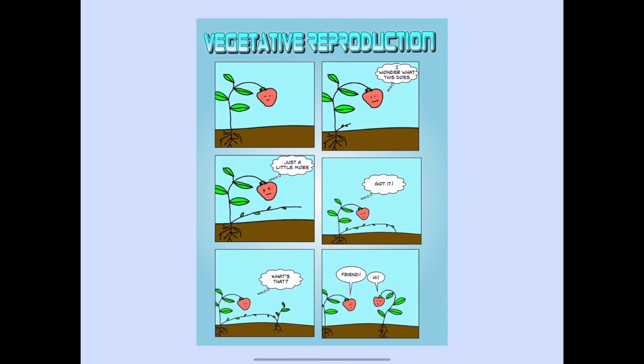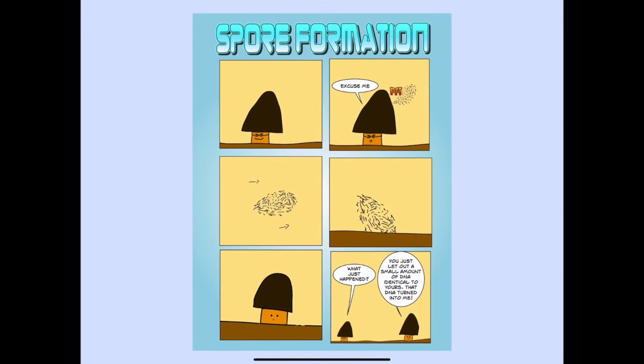Vegetative reproduction is when a plant grows a long arm called a runner, which plants itself and grows into a new plant. Spore formation is when a plant shoots out a pouch of DNA. This pouch is carried away to grow into a new plant.